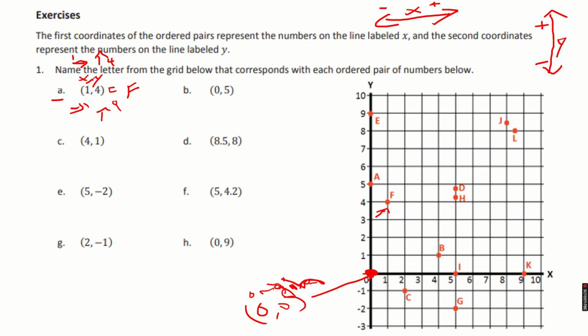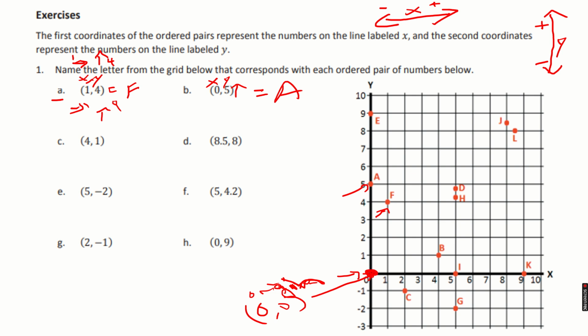B says 0, 5. That means from this center origin point, I don't move over left or right at all because that's my X. So I don't move at all. 5 is still a positive, so I'm going to move up 5 spaces. That's my Y, and that would get me here to this A. Okay, moving a little faster.